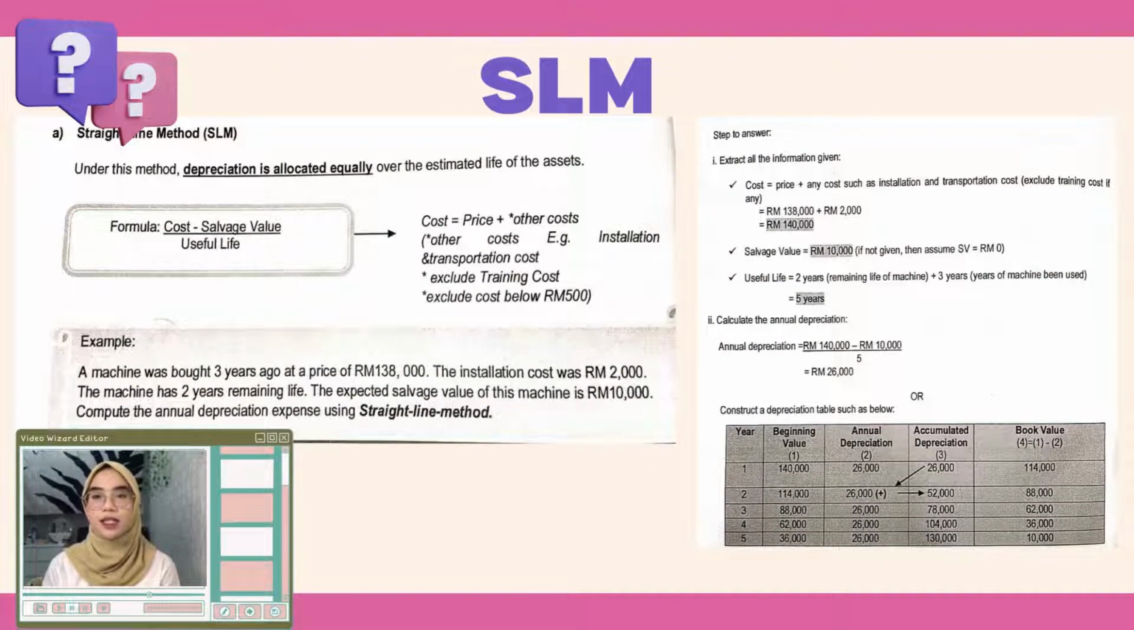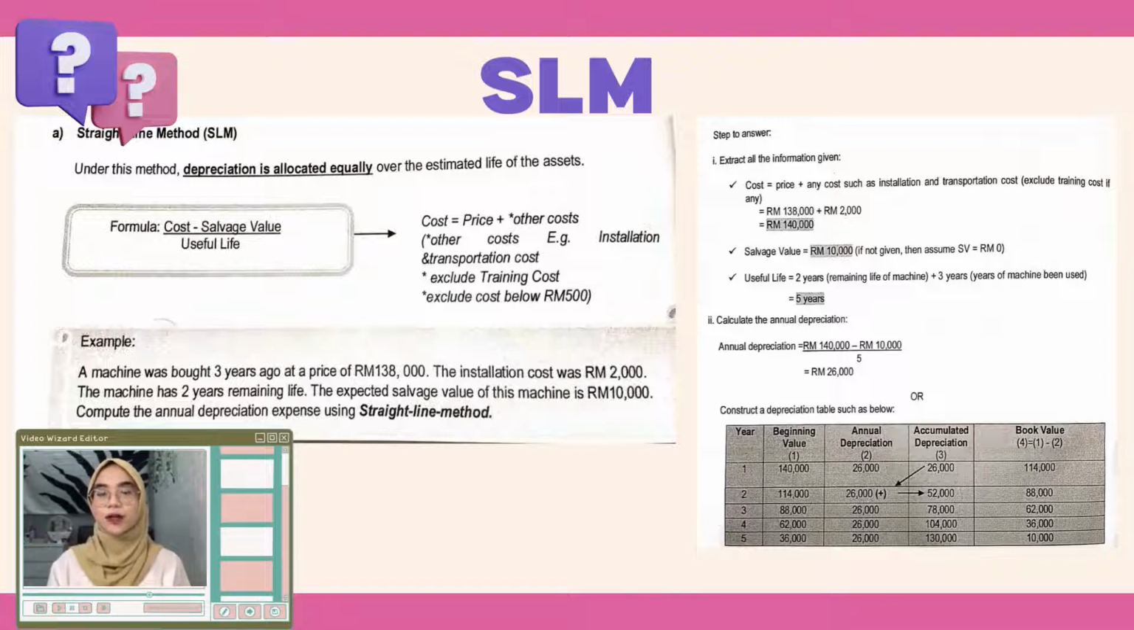So today I will explain about the straight line method. Under this method, depreciation is allocated equally over the estimated life of the asset. The formula we use is cost minus salvage value, divided by useful life. Cost equals price plus other costs such as transportation and installation costs. Exclude training costs and exclude costs below RM500.